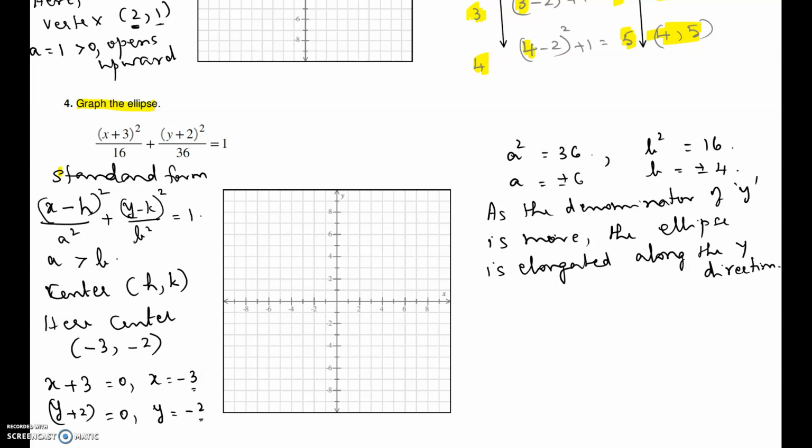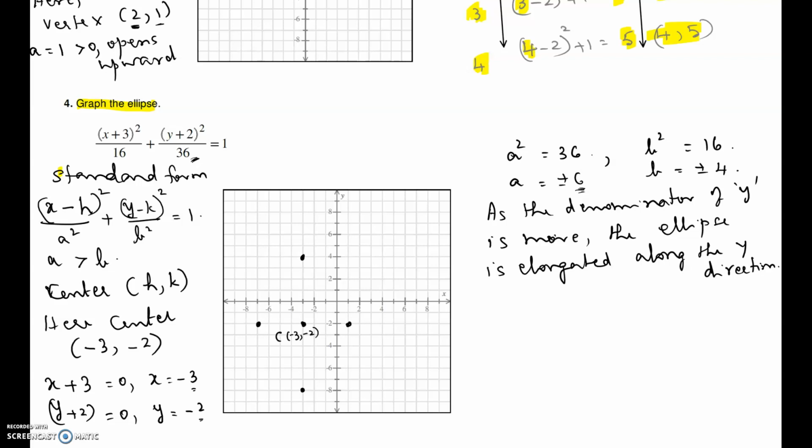So now we are going to start off with the point (-3, -2). So (-3, -2) is right here. We'll plot the center first. Then we have to go a units along the y direction. Because this number 36 is right under y, we have to move 6 units upward along the y direction. Then we have to move 4 units along the x direction.